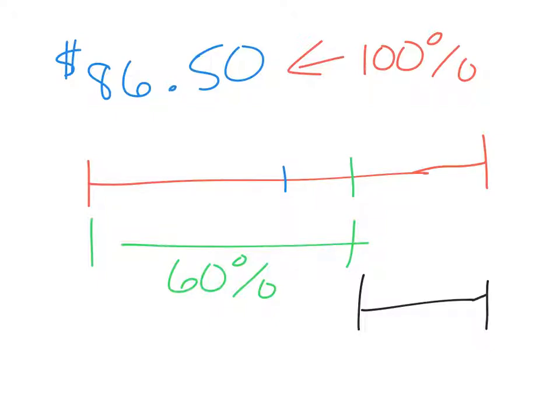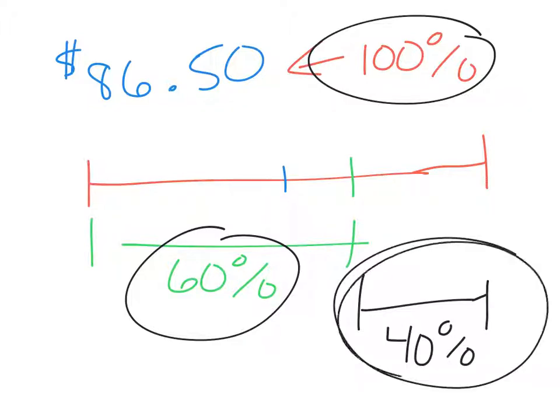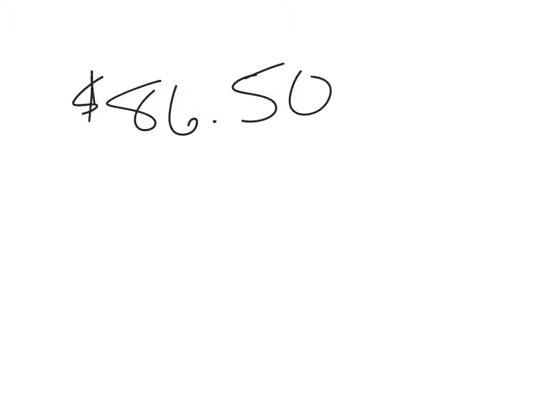Well, let's think. 100% minus 60% means that I'm left to pay 40% of the price. So sometimes, if you want to approach it a quicker way, you could just say, okay, if it's $86.50 and it's 60% off, then I'm left to pay 40%. So you could instead ask yourself, what is 40% of $86.50? And that will take you straight to that price.